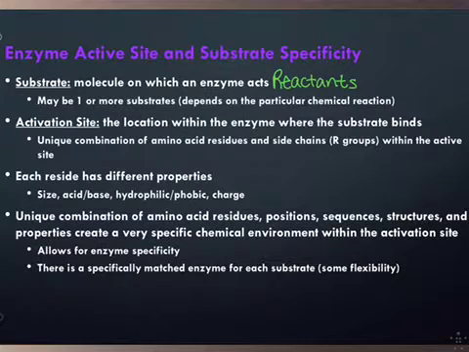The activation site is a location on an enzyme where the substrate binds or bonds. In this activation site, there will be a unique combination of amino acid residues and side chains. And remember, side chains are sometimes referred to as R groups. So the substrate will bind to the activation site. And when you have the substrate bonded to the activation site, we have the enzyme substrate complex.